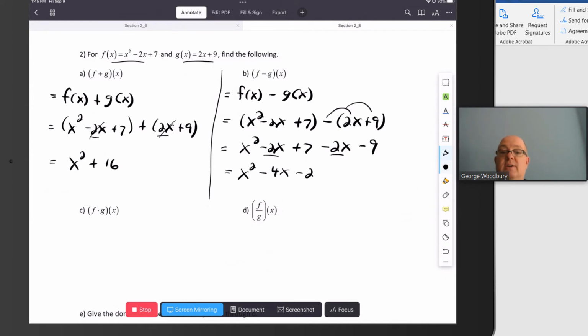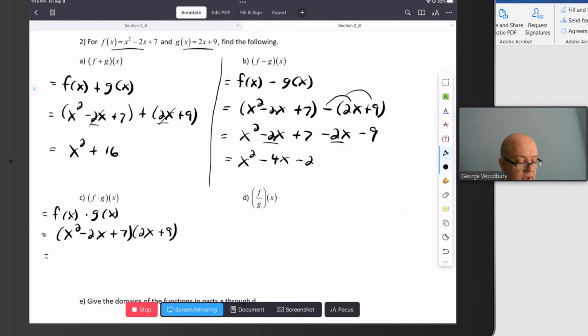F times g of x means that we need to multiply these formulas. So that's going to be f of x times g of x. F of x is that trinomial x squared minus 2x plus 7. G of x is 2x plus 9. And now we need to multiply out using that FOIL style of multiplication, distributing each factor in the first set of parentheses to each in the second.